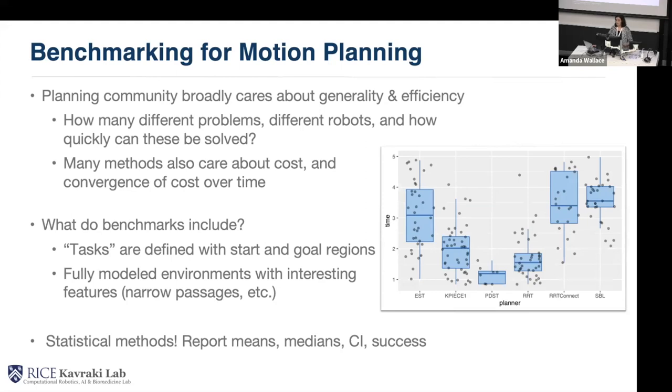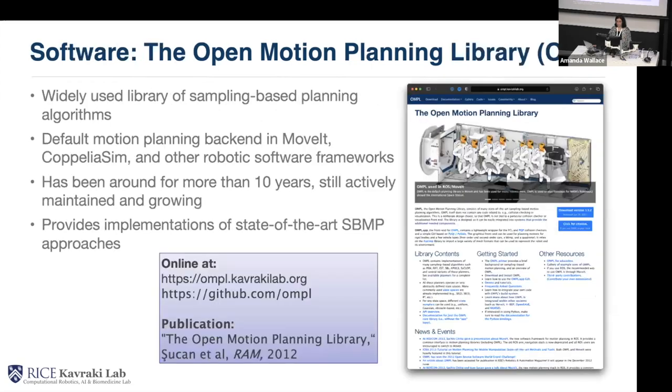And you can see a picture here. On the x-axis are different kinds of planners. On the y-axis is time. How do they perform on a particular problem? You can get an idea of which planner to use for this specific problem.